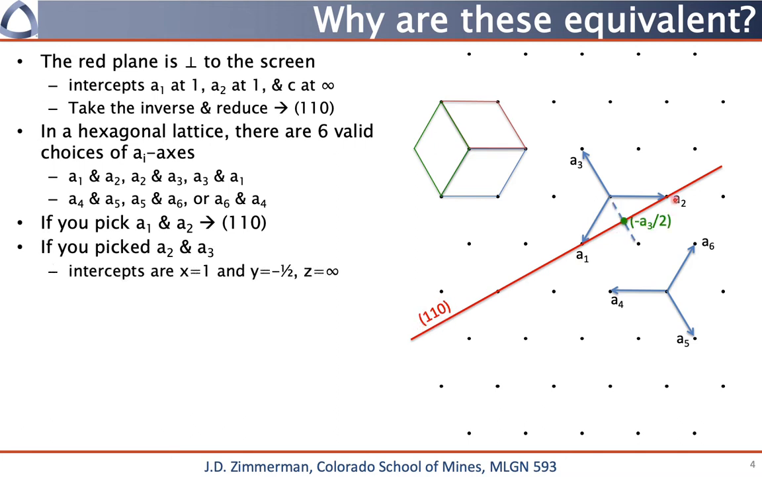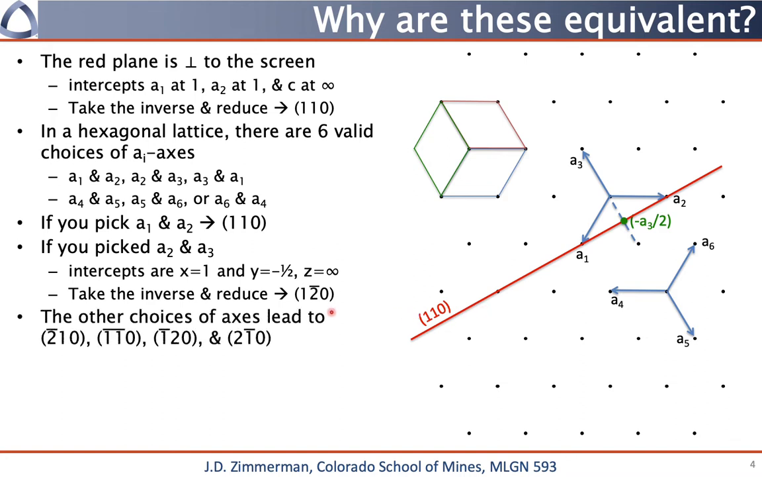If we had picked A2 and then A3 instead, the intercept with A1 is 1, the intercept with A3 is -1/2, and Z is still at infinity. So we take the inverse and reduce, and you get the 120 plane. The other choices of axes, if we had picked from these other four options, would have led to these different planes. So permuting the indices in this system does not work.